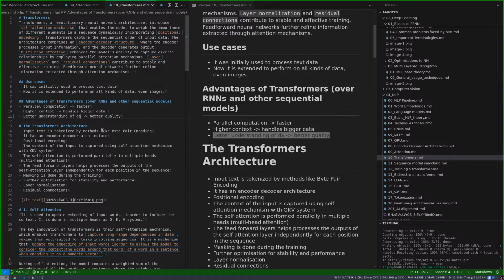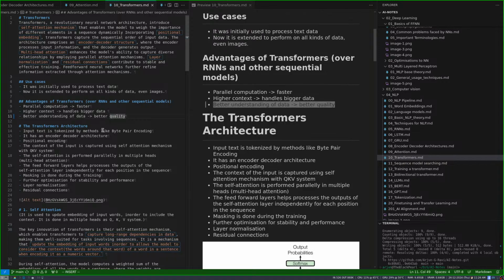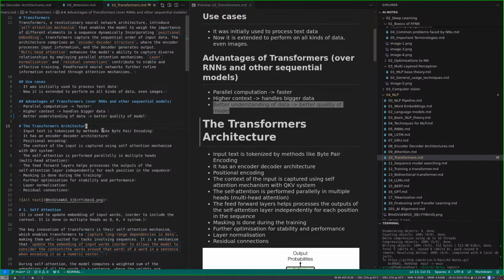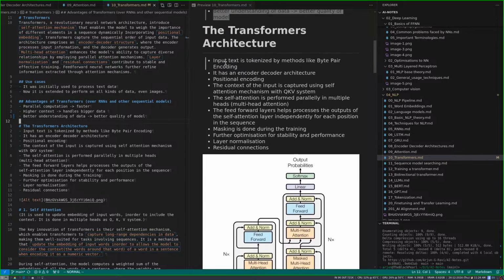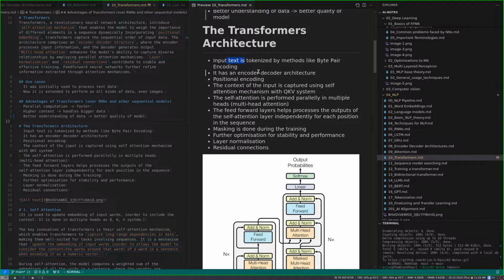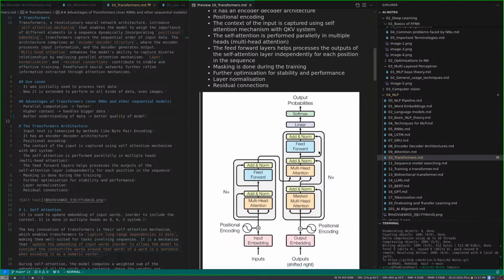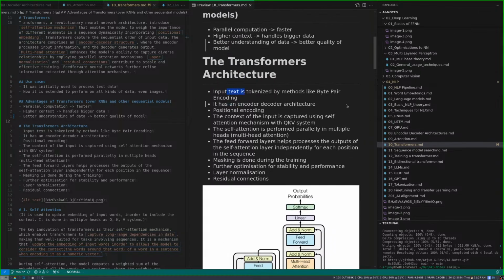Better understanding of data, better quality of model. Cool. The transformers architecture. Input text is organized by methods like byte pair encoding. Yeah. What is byte pair encoding? What is input text? What is tokenization?